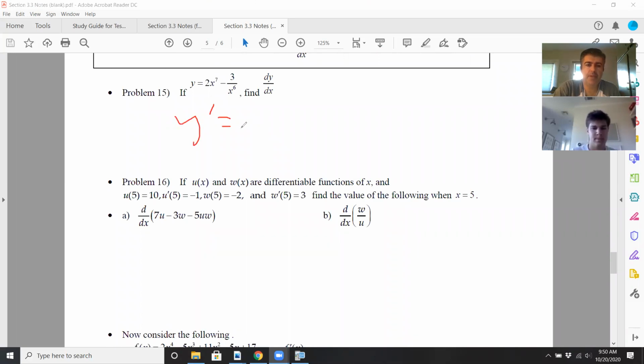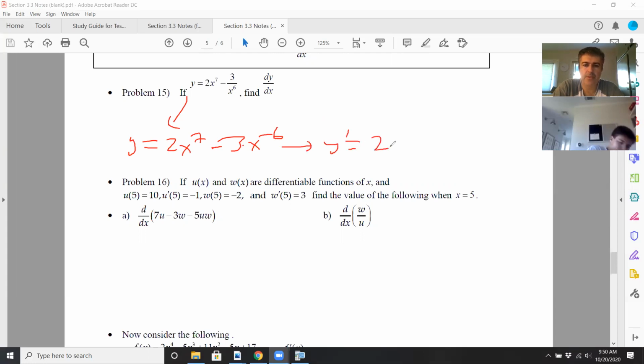Y prime is going to be 2 times 7x^6. Oh, by the way, let me backtrack a little bit. Let me rewrite that as y equals 2x^7 minus 3 times x to the negative 6 power. Now, let me take my derivative. 2 times 7x^6 minus 3 times negative 6x raised to negative 7 power. Remember, x to negative 6, you move the negative 6 to the front, drop the exponent by 1. And of course, leave the negative 3 intact because it's being multiplied.